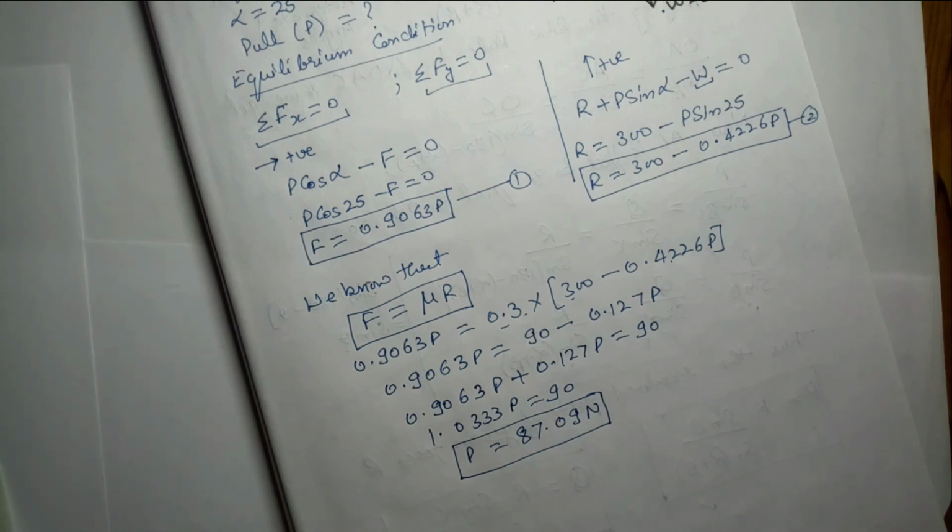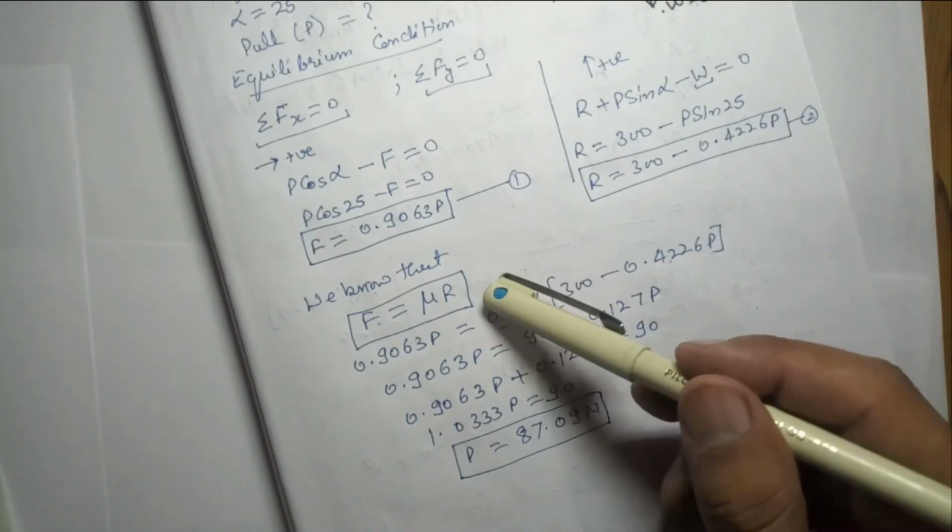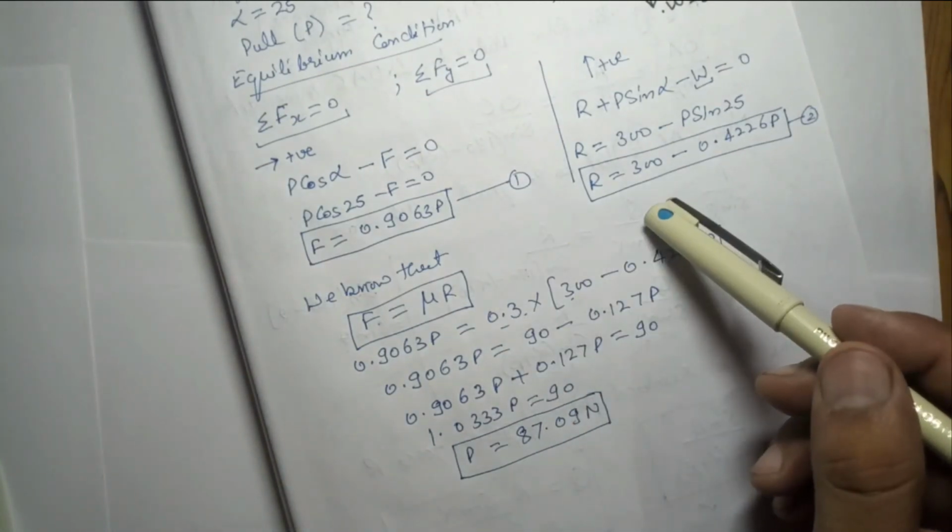So in all the numericals follow the same method. Equation Fx equals 0, Fy equals 0, then we use F is equal to mu R in all the objects placed on horizontal surfaces. Thank you.